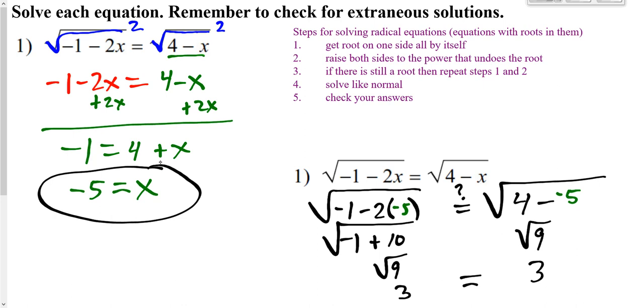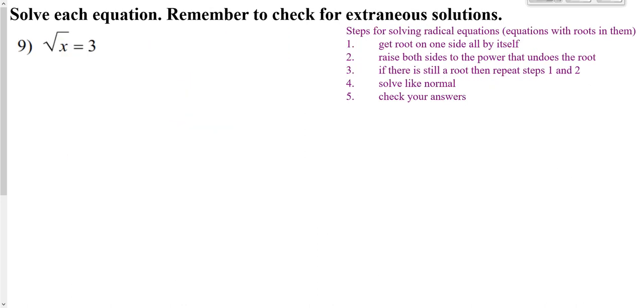Now sometimes when you solve it and you work it out and plug it back in, you get different numbers on the right side and the left side. Then it does not work. So just be aware of that, and that's referred to as that extraneous solution.